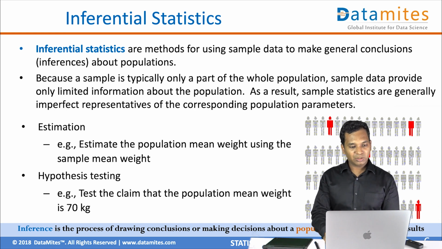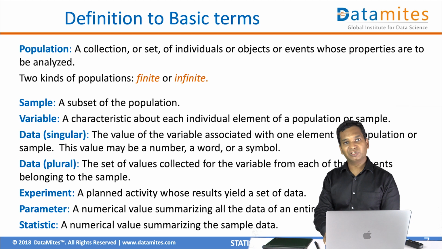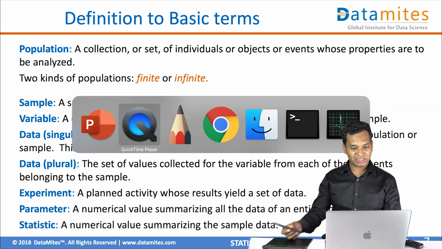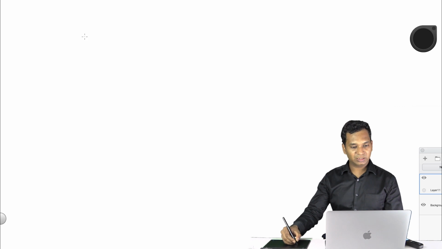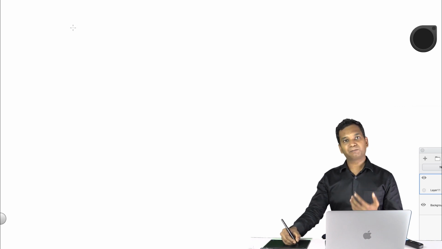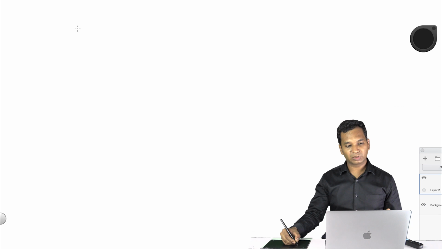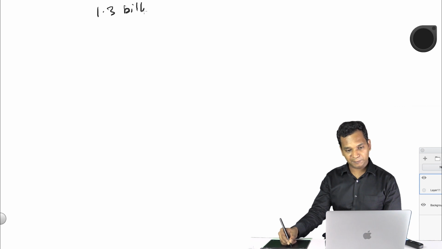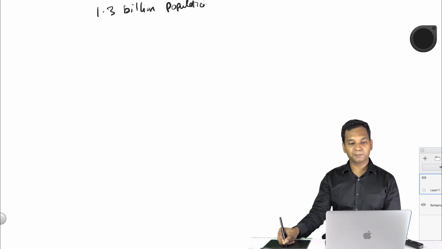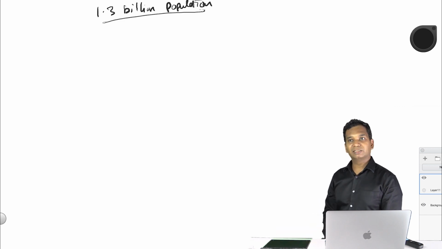Okay. So let's get into more details about different terminologies in statistics. The first one is population. Take the exit poll example itself. Let's say you're doing an election poll. India has about 1.3 billion population, and you would like to take a sample.